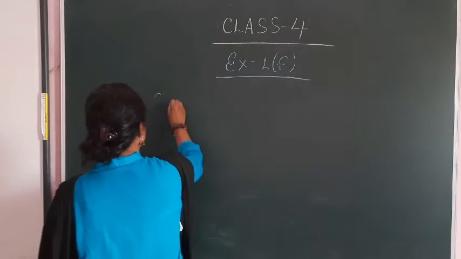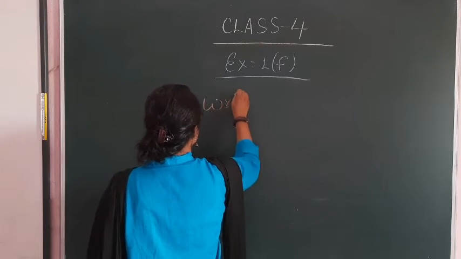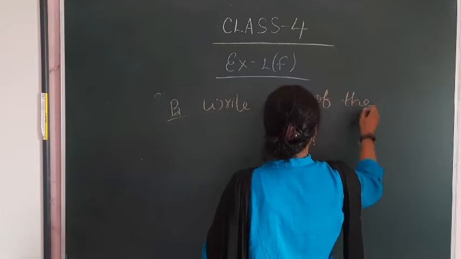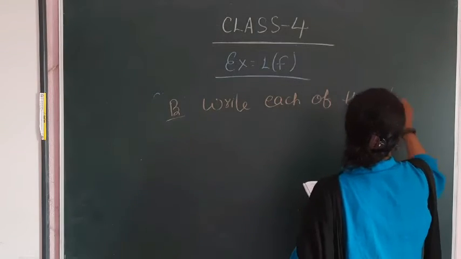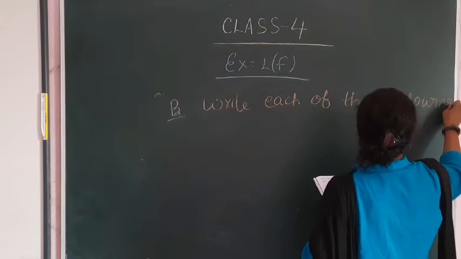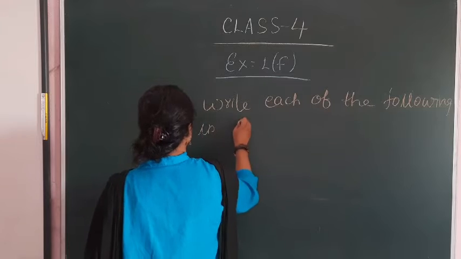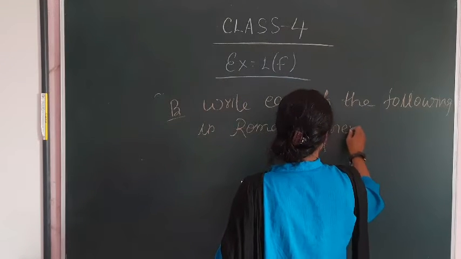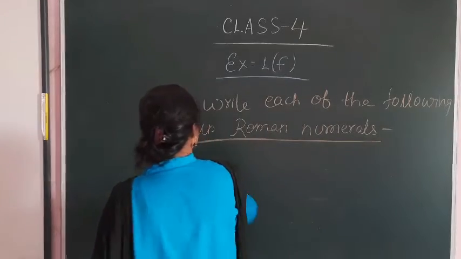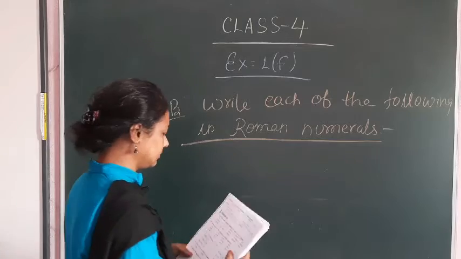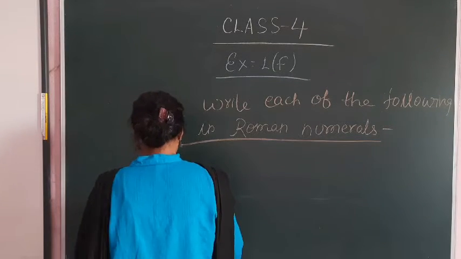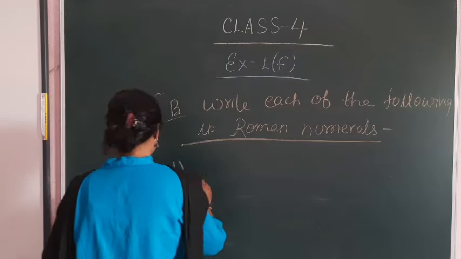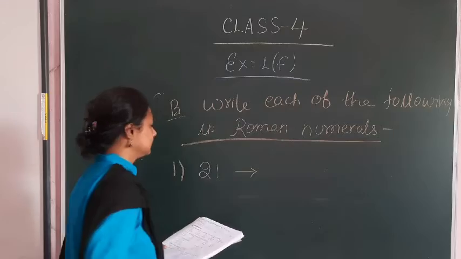Then come to the next question, B. Write each of the following in Roman numerals. Okay, so question number 1 is write each of the following in Roman numerals. The first is 21.